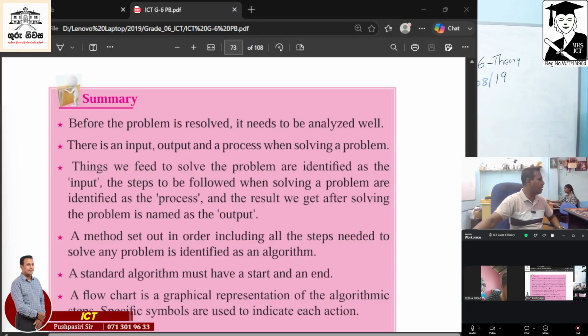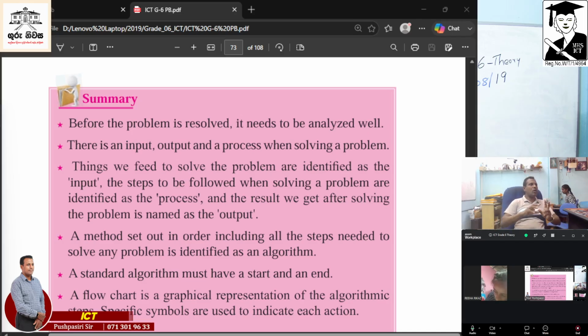Okay. Right. In the summary, before the problem is resolved, it needs to be analyzed well.